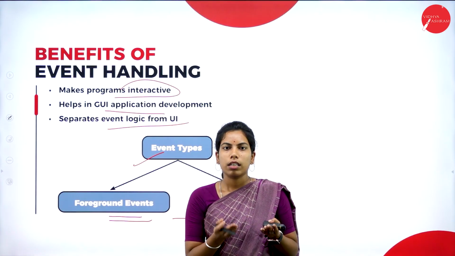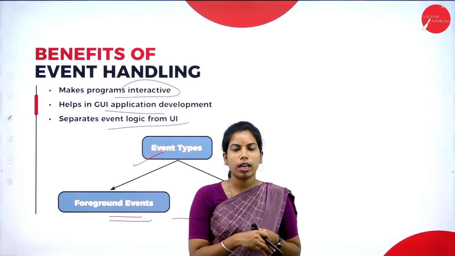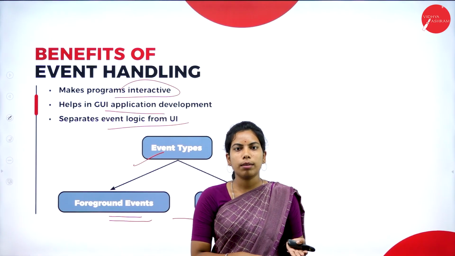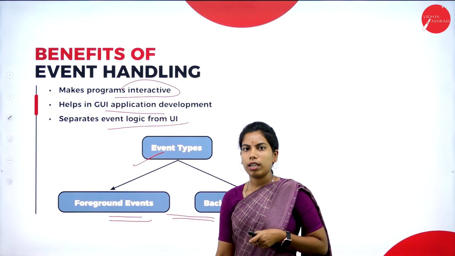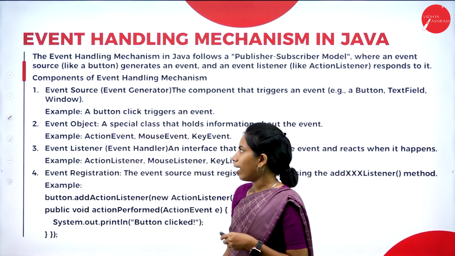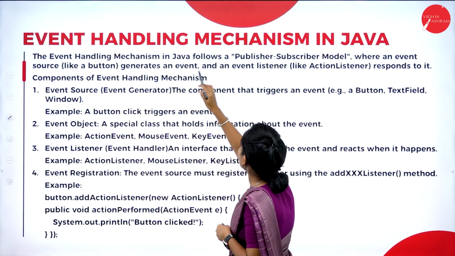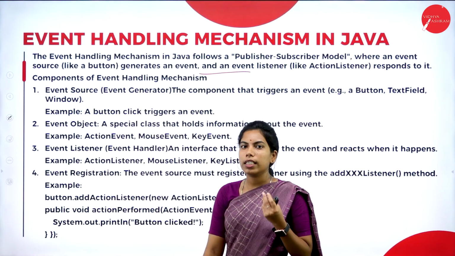When you search on YouTube instead of Instagram, Instagram is in the background, right? That is considered a background event. Those are event types. Next we can see event handling, a mechanism for how we can handle the event.